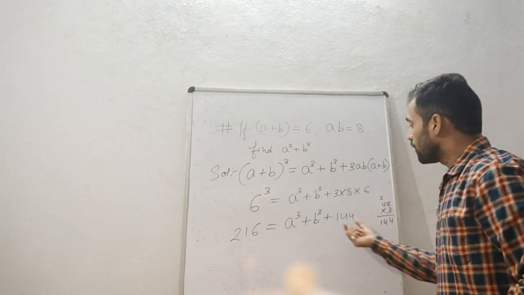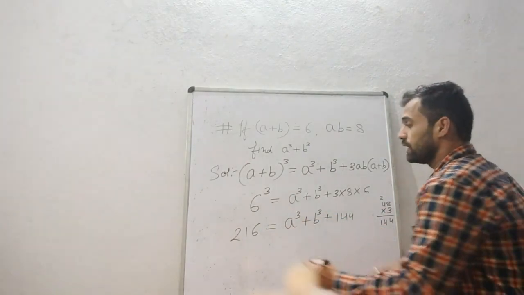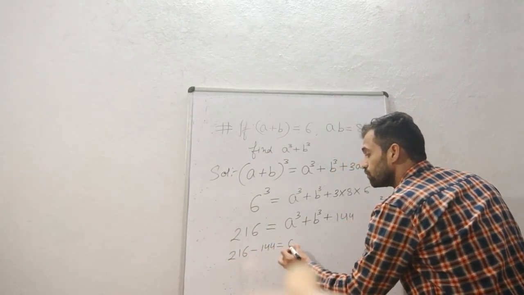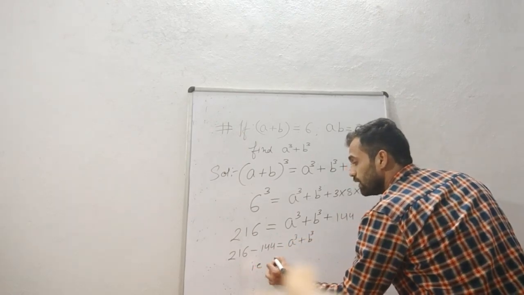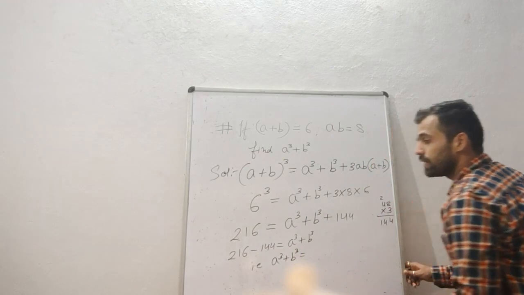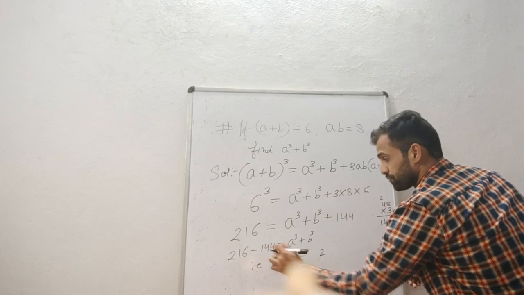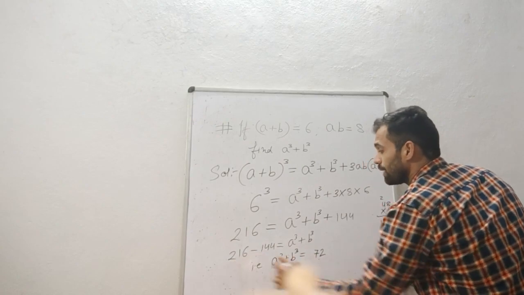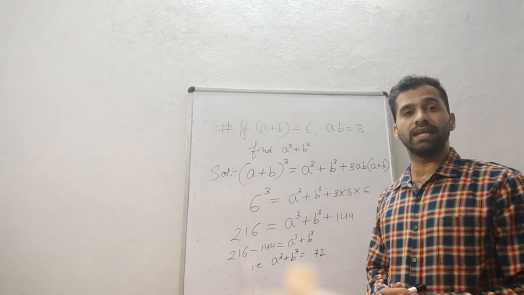Okay. Now 144 will be transposed to the LHS side. We will substitute the value of 144 into the LHS side, that is 216 minus 144, a cube plus b cube. Finally we will get the value of a cube plus b cube equal to, when we subtract 144, 6 minus 4 you will get 2, 11 minus 4 you will get 7, and then 1 minus 1 is 0, so 72 is the answer. The value of a cube plus b cube is 72.